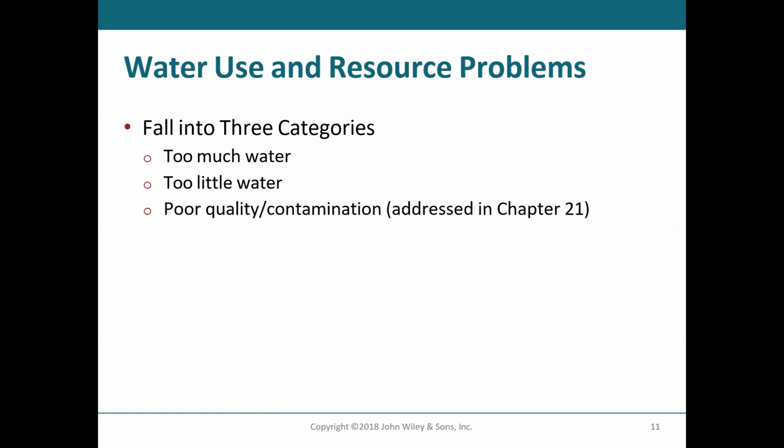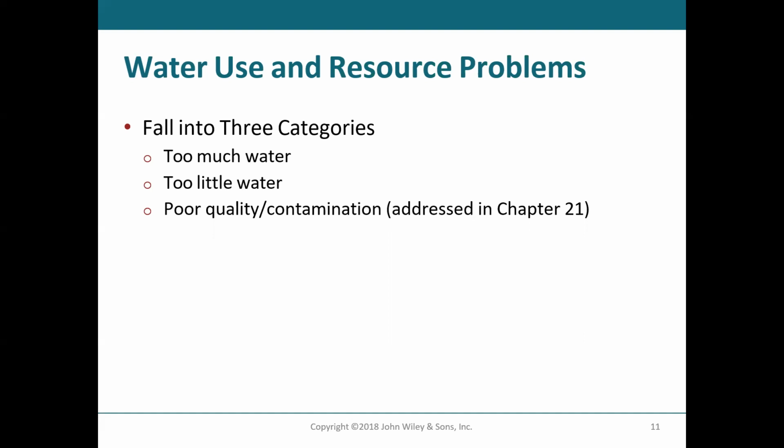Moving on to water use and resource problems. This is going to be very important for all of you to understand. The greatest user of water worldwide is agriculture. Irrigation accounts for 70% of the world's total water consumption, industry 19%, and domestic and municipal use about 11%.